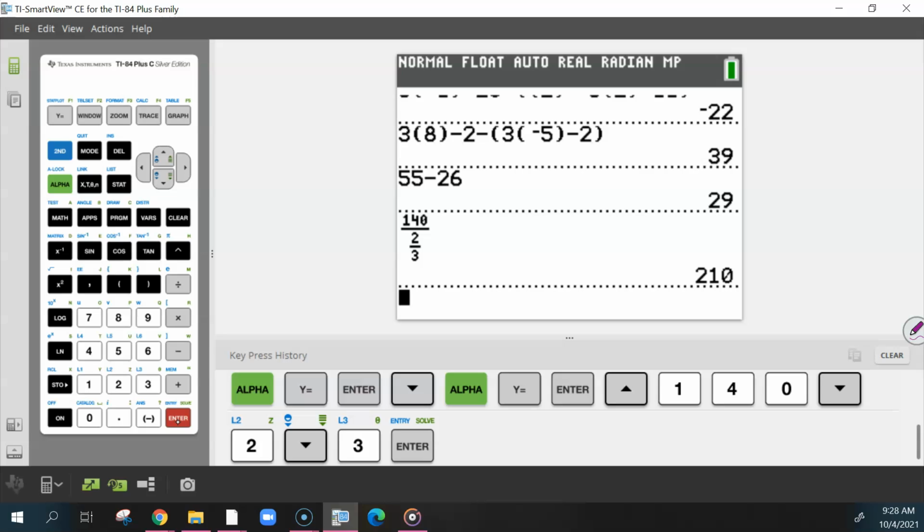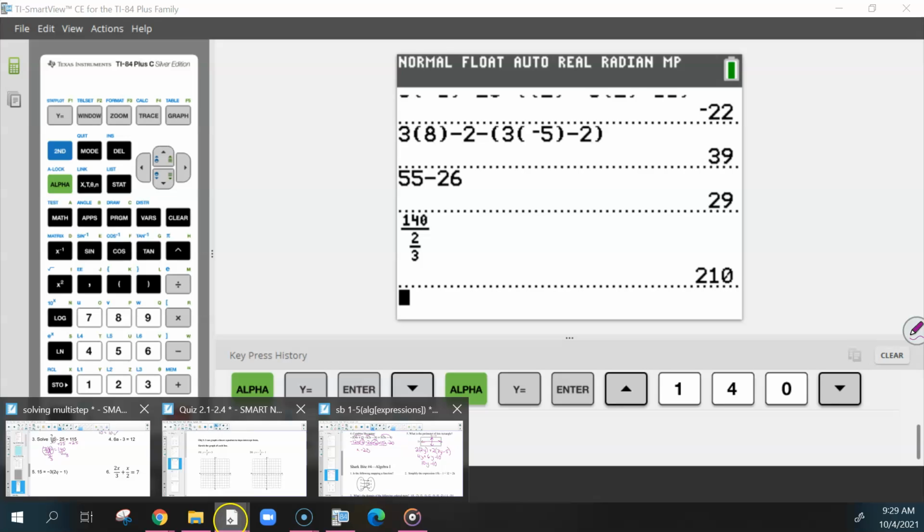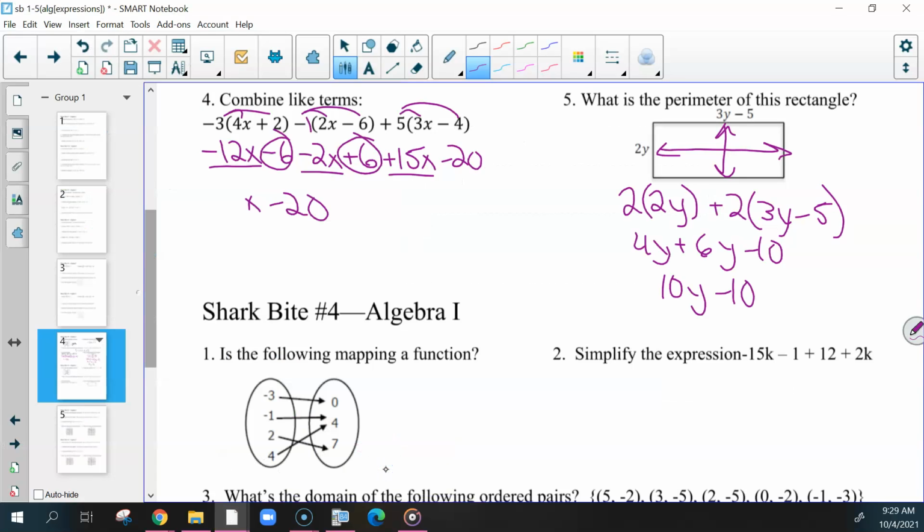Now, that may seem a little confusing because we started with 140, but we ended up with a bigger number. But we're dividing by a fraction. So what really is happening in our calculator, anytime we divide by fractions, and in math we don't really like to divide by fractions. Let me write this.